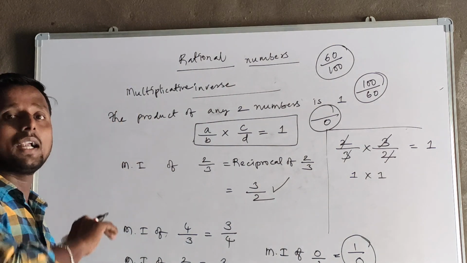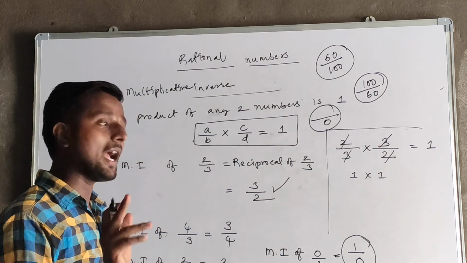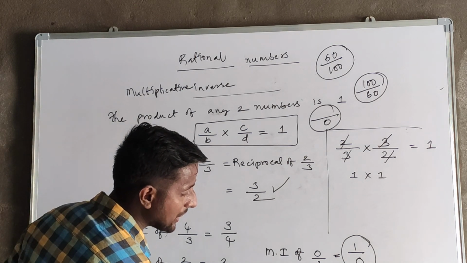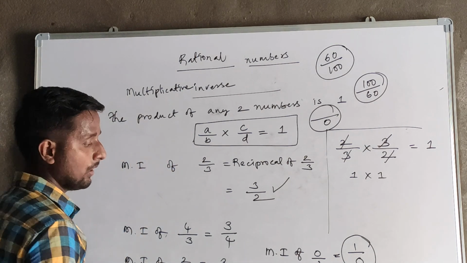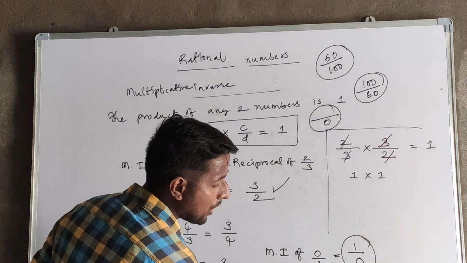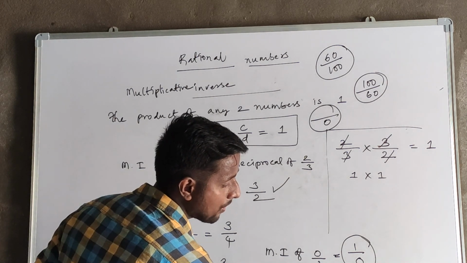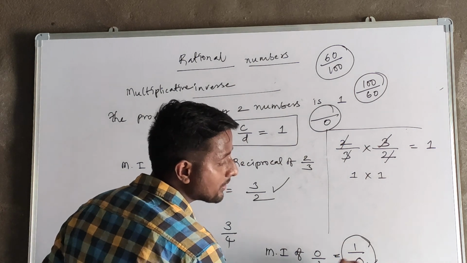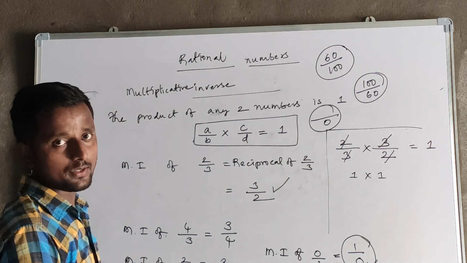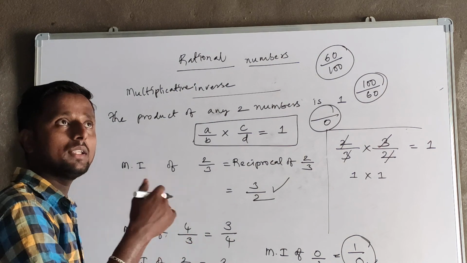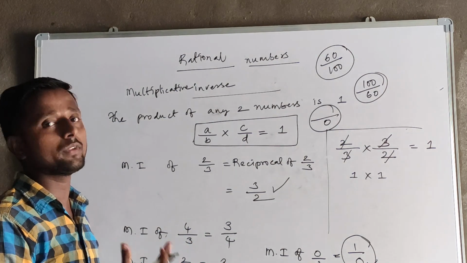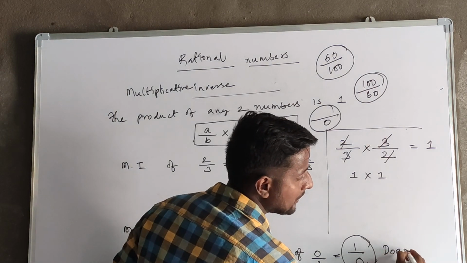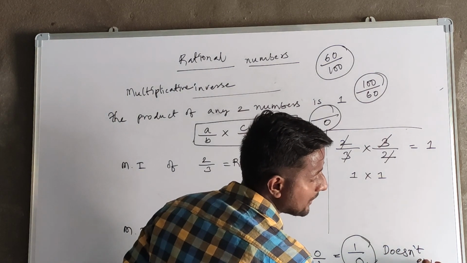Because at the start, with rational numbers, I told you the conditions. A rational number is a number which can be expressed in p by q form, where p, q are integers and q should not be 0. But here q is 0. Correct? So 1 by 0, with 0 in the denominator, the value of the fraction doesn't exist. So here also we'll write doesn't exist.